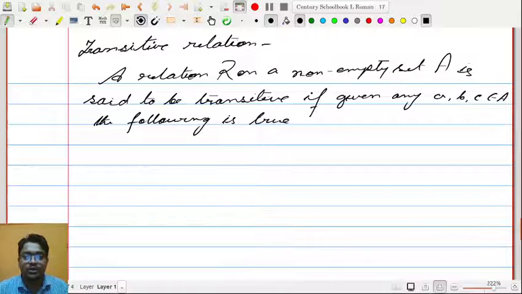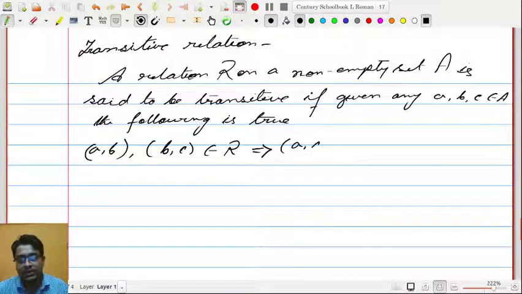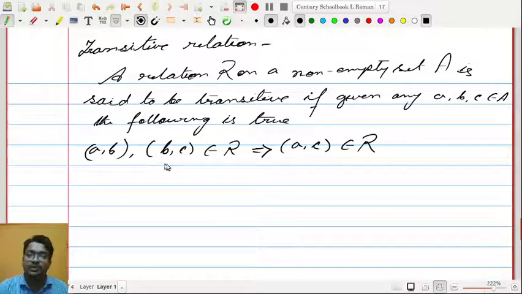Okay, what is true? The following is true: (a, b) belongs to R and (b, c) belongs to R implies (a, c) should belong to R. If A and B are related and B and C are related, then A and C have to be related. If that happens for every a, b, c, then the relation is said to be a transitive relation. This implication should be true for any given a, b, c.